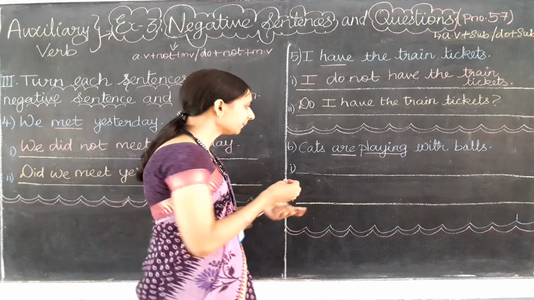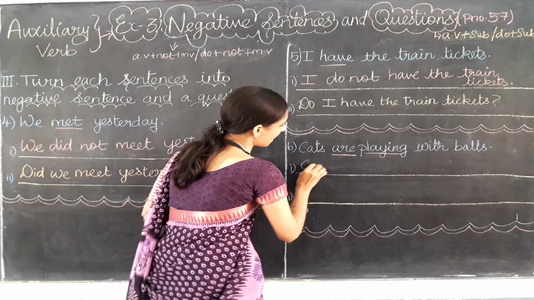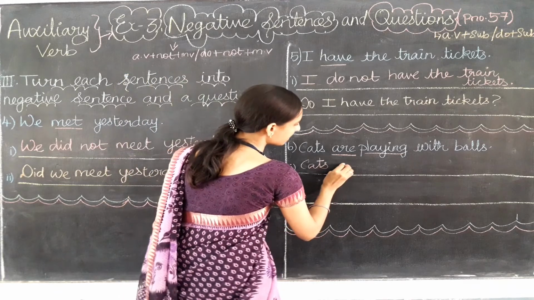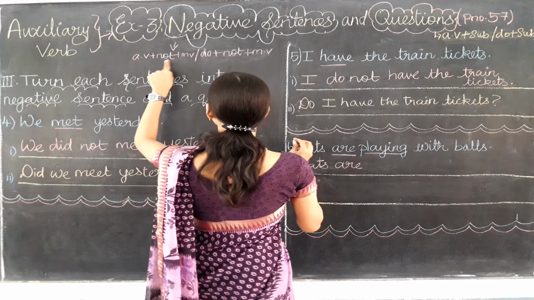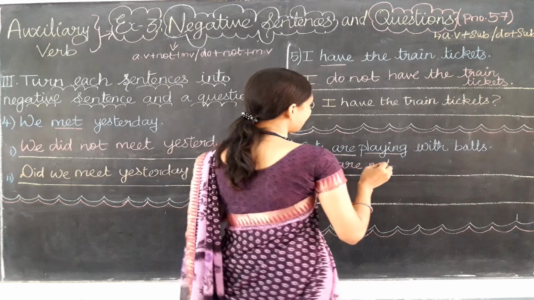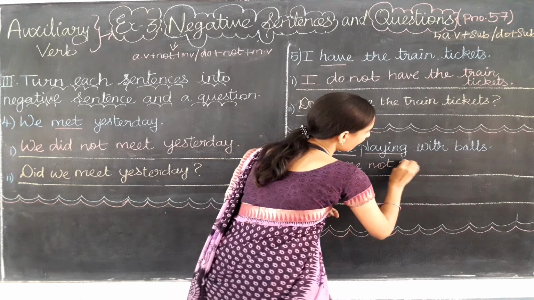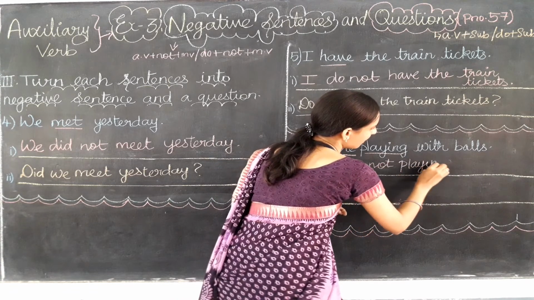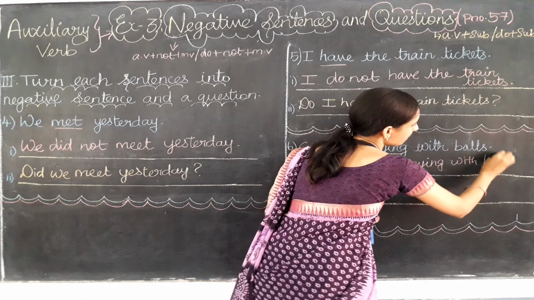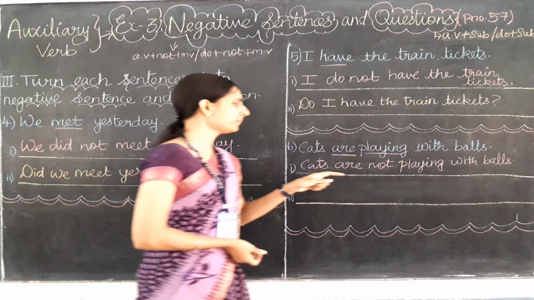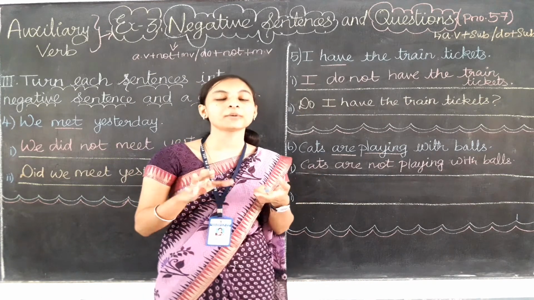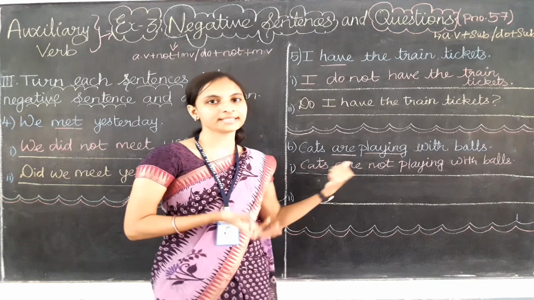Shall I write? So the subject is cats, and then the auxiliary verb here is are. And what do I need to write next? Yes, that is not. And then I need to write the main verb, that is playing. Then all other things will come as it is, with balls. So cats are not playing with balls means punaigal ellame ball kooda play pannala. This is the negative sentence.